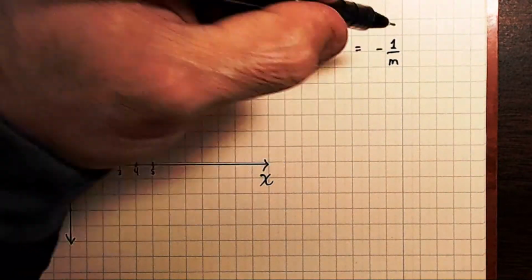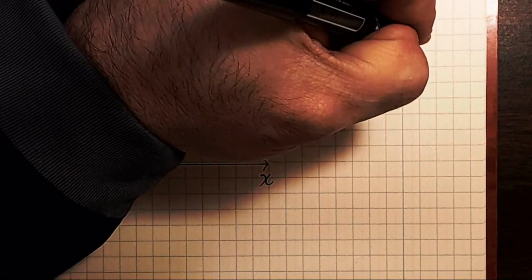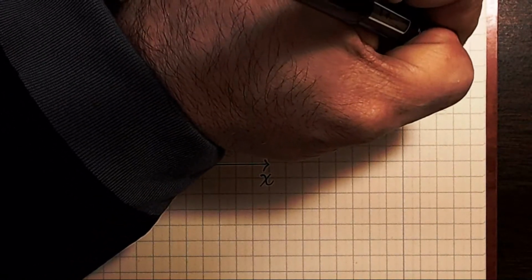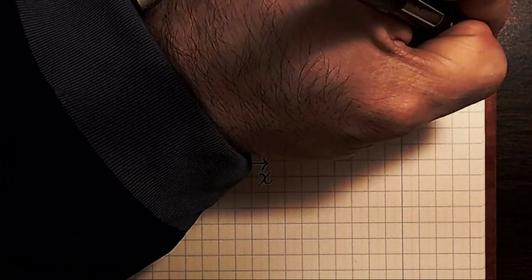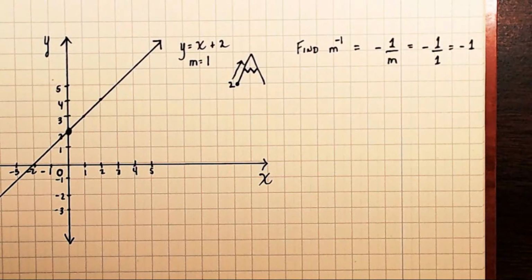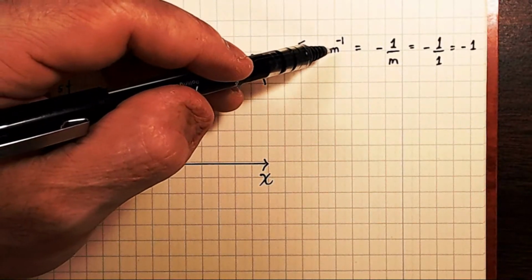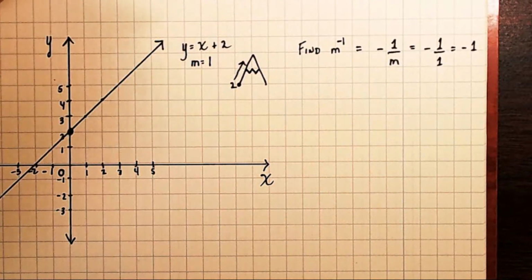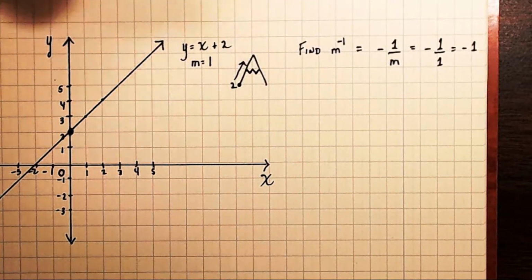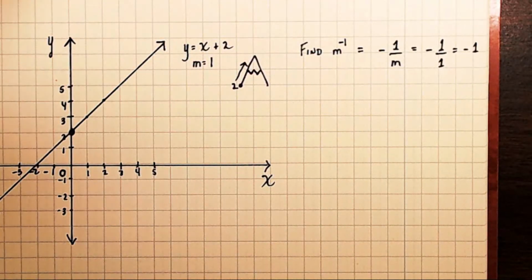I have to plug in what I found for the slope, and m equals 1. So in this problem it's fairly simple: -1 over 1, which is just -1. Okay, so now that I've found the negative reciprocal of the slope, I can use the point slope formula to find the equation of the new perpendicular line.